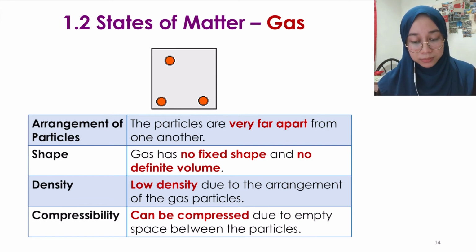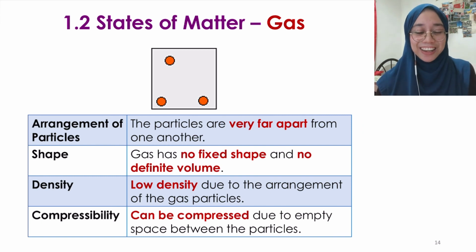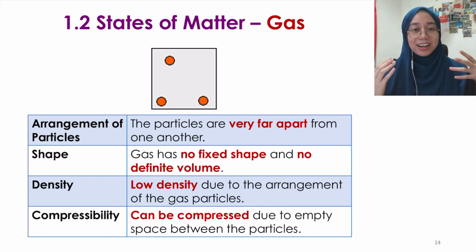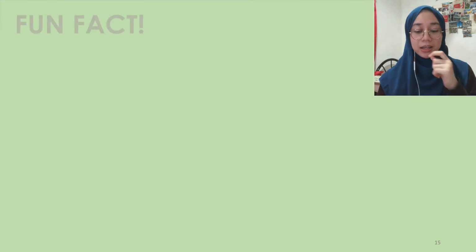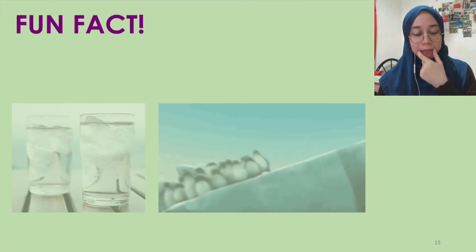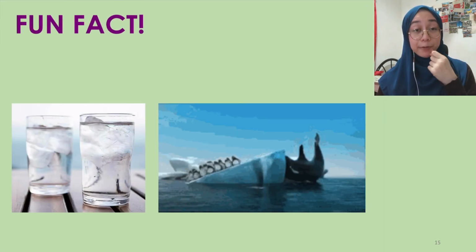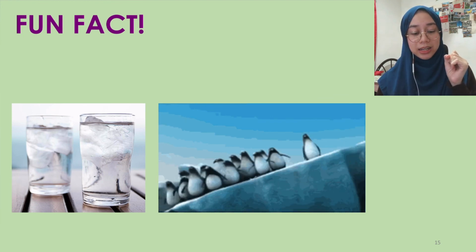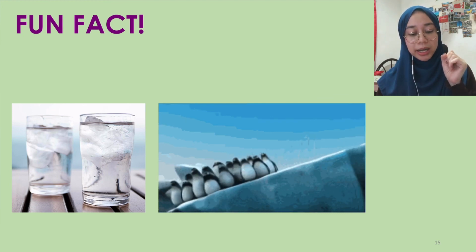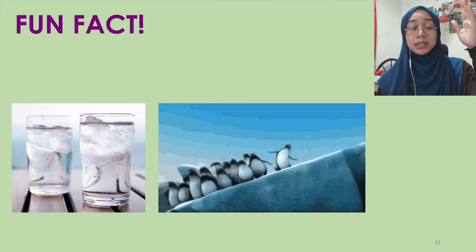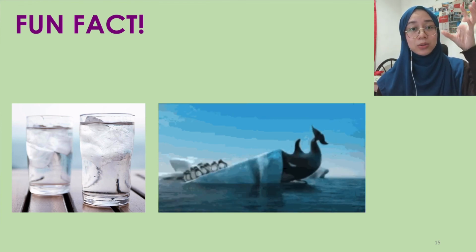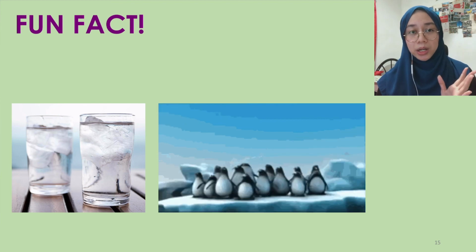So we're done actually. Okay, we have seen the general properties of each of the states of matter. Okay, but then Miss just nak bagi kamu satu fun fact. Okay, so kalau kita tengok gambar ni, apa yang kamu boleh tengok sebenarnya kat sini? Kalau kita tengok, air berada dekat bawah, ais berada dekat atas. Sedangkan ais adalah solid, air adalah liquid.